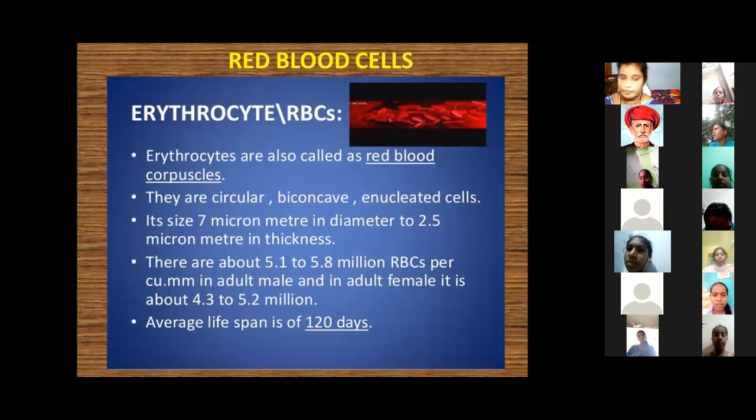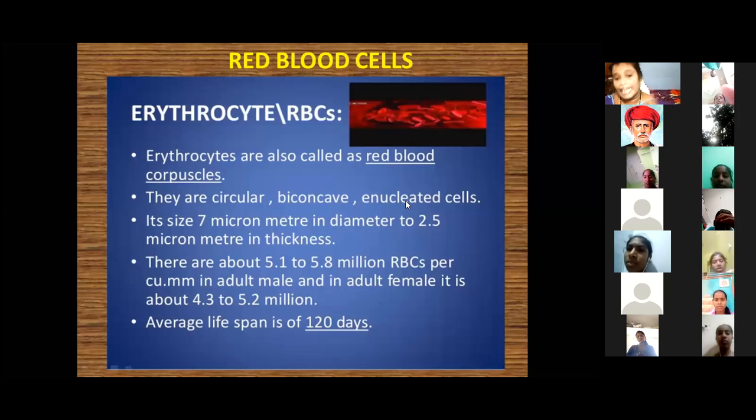Once again, I recall, ma'am. Erythrocytes are also called red blood corpuscles, and these are circular, biconcave, enucleated cells. The red blood cell size is 7 micrometer, and the thickness of RBC is 2.5 micrometer. The RBCs are about 5.1 to 5.8 million.